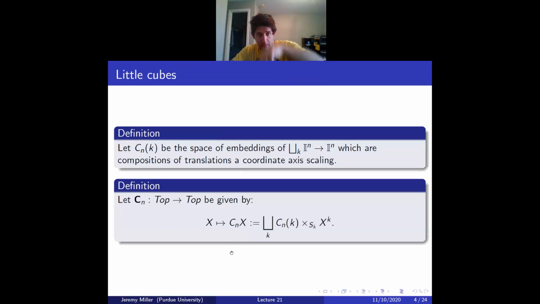And the primary example of monads that we'll be considering is the one coming from the little cubes operad. So the kth space of the little cubes operad is the space of embeddings of k cubes into a cube, which are standard embeddings. So they're just compositions of translations and coordinate axis scalings.